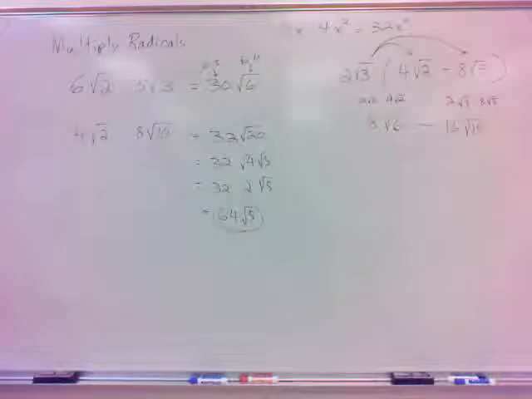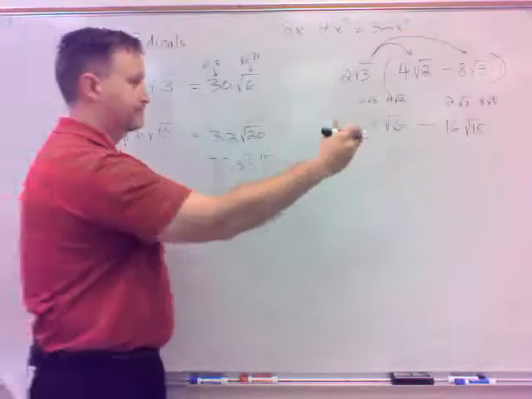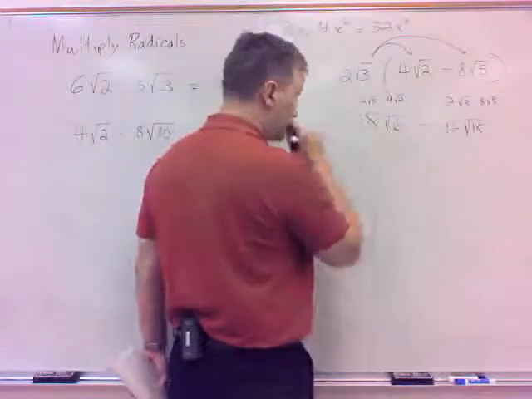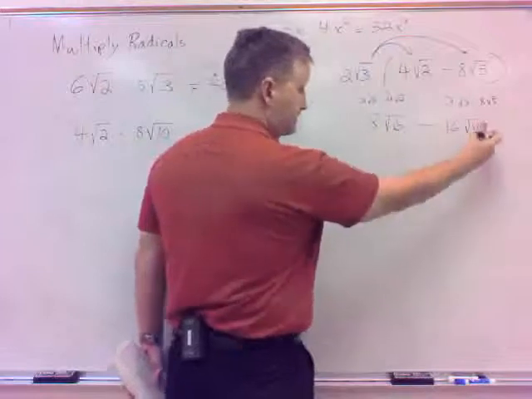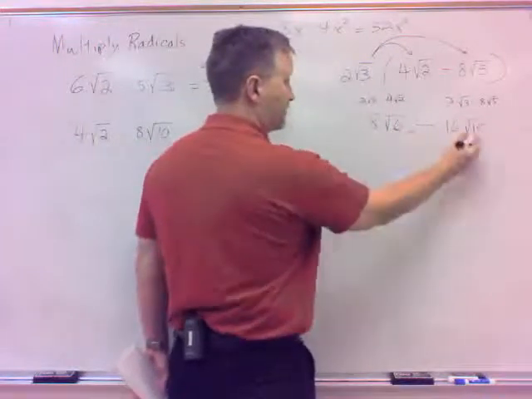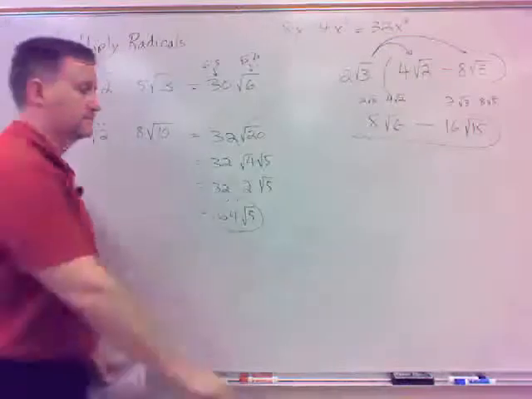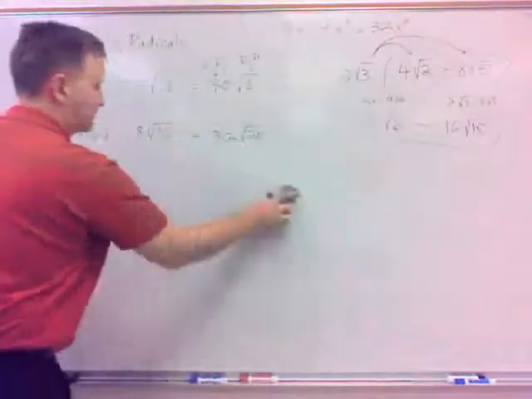And is there anything I can do more with that? No. Don't have like radicals. If I wanted to subtract them, I'd have to have like radicals. I don't have that, and there's nothing simplified that I can do as the radicals. So that's it. Just distributing there.